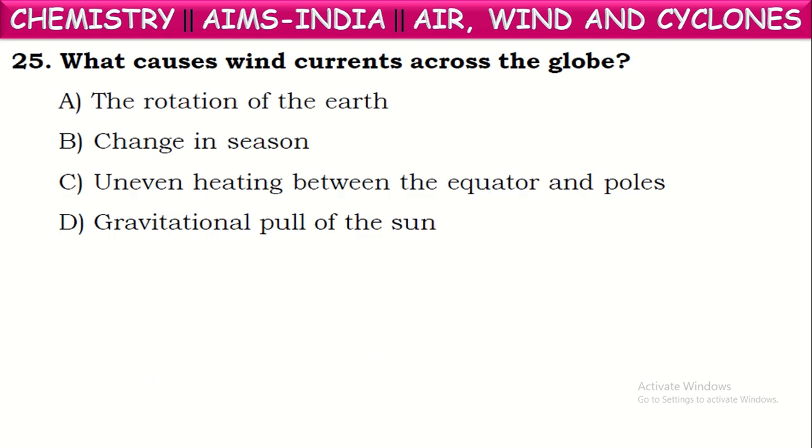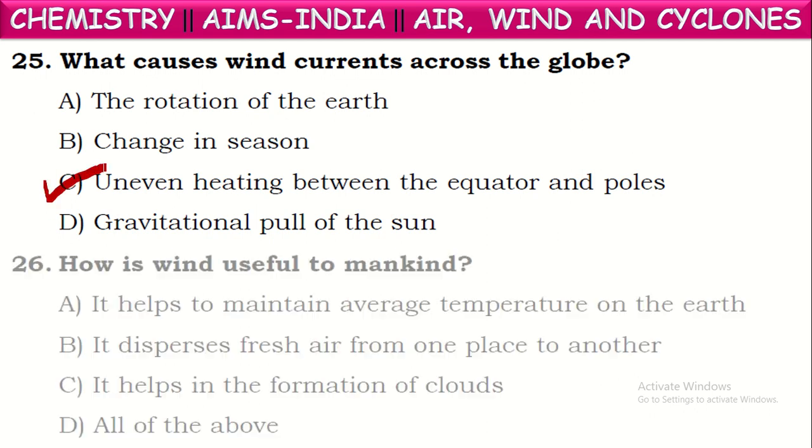What causes wind currents across the globe? What is the main reason for the wind currents? That is uneven heating of air between the equator and poles. The place where air is getting more heat, there a low pressure area is created. Then the air from the high pressure area rushes to that place. In that way, wind currents occur due to the uneven heating between the equator and poles.